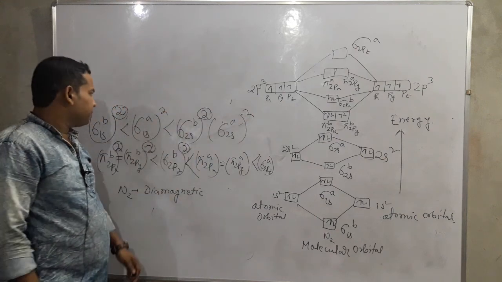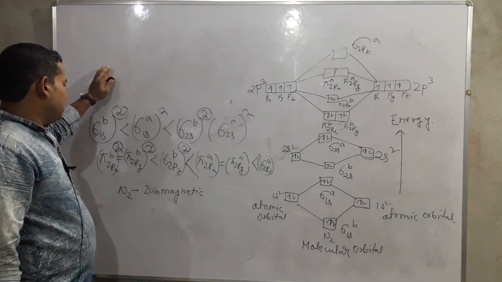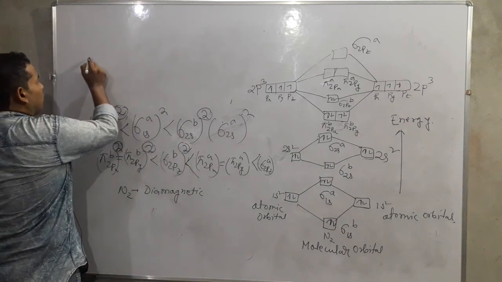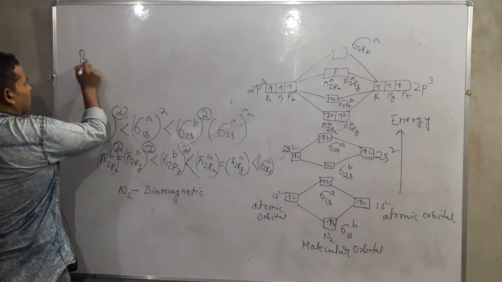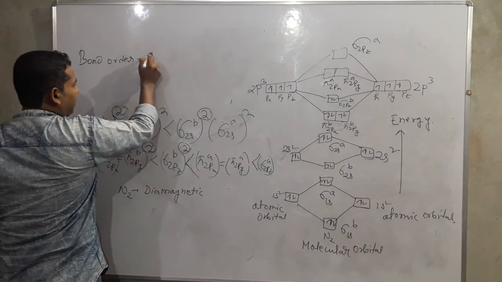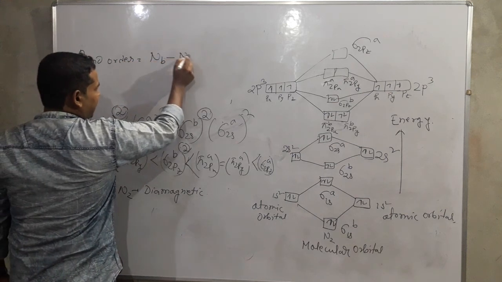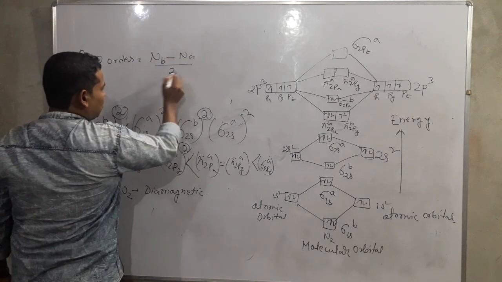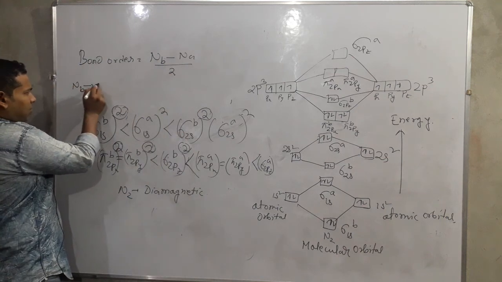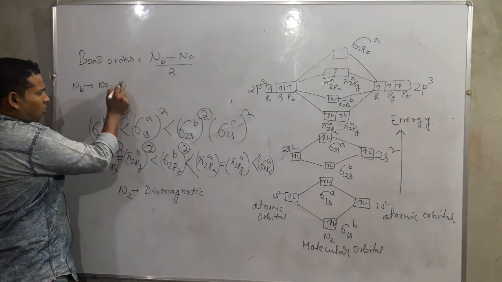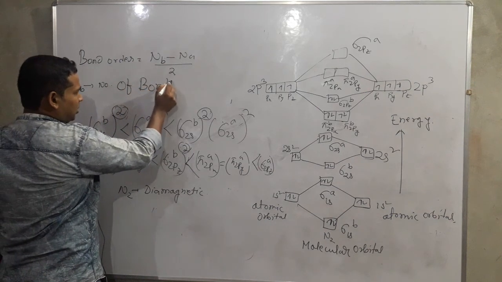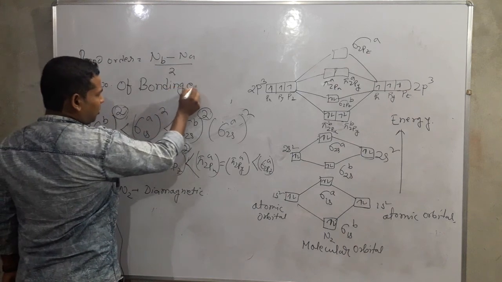Another thing, what happens here: bond order equals Nb minus Na by 2. What is Nb? Nb means number of bonding electrons.